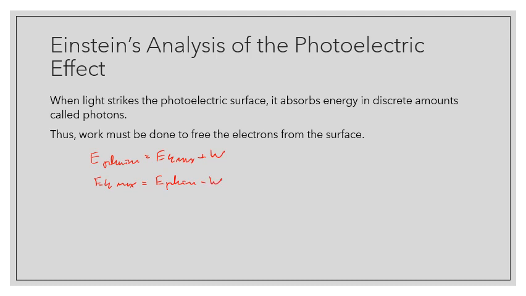If you remember, the equation for the energy of a quanta is the same for the energy of a photon. So E photon is equal to hf. So Ek max is equal to hf minus W. We can actually plot this.